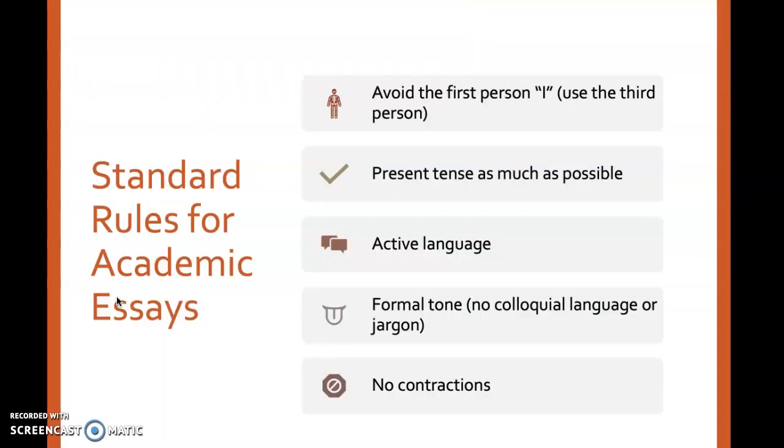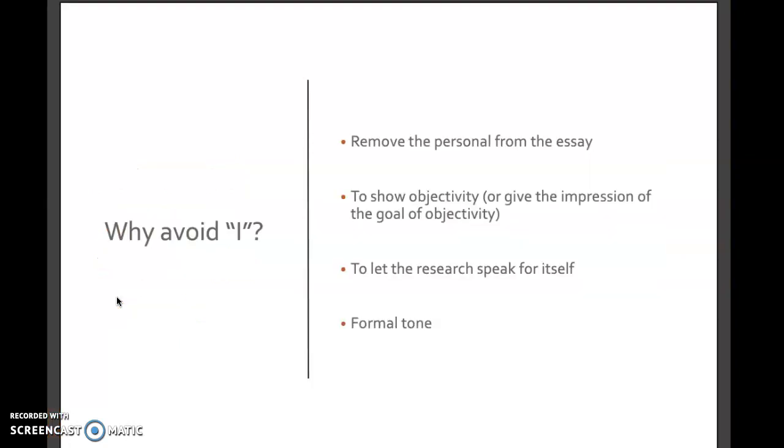Generally speaking, there are some standard rules for academic essays across the board. The first one is avoiding the use of the first person, I. As much as humanly possible, avoid I. You're going to want to give the illusion of objectivity. Second, you're going to want to use present tense as much as humanly possible. You're going to want to use active language, and you're going to want to use a formal tone, which also includes avoiding the use of contractions. Let's take a closer look at this.